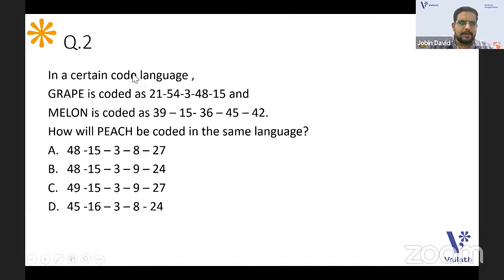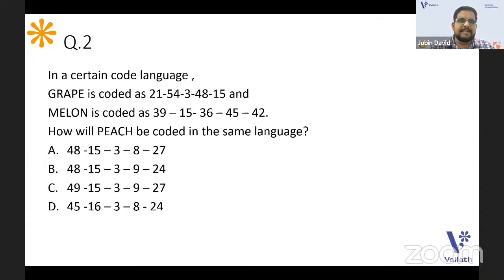Next one is coding, somewhat near to a number series or letter series. Grape is coded as 21, 54, 3, 48, 15. Melon is coded as 39, 15, 36, 45, and 42. How will peach be coded? We need to understand the coding. Two example codes are given, and you want to know how peach will be coded in the same language.